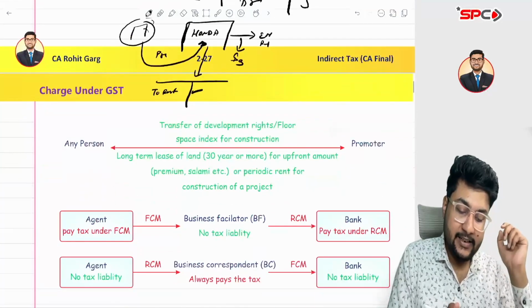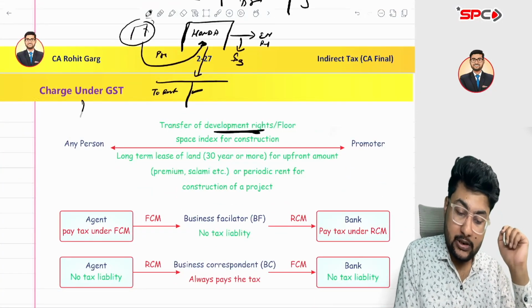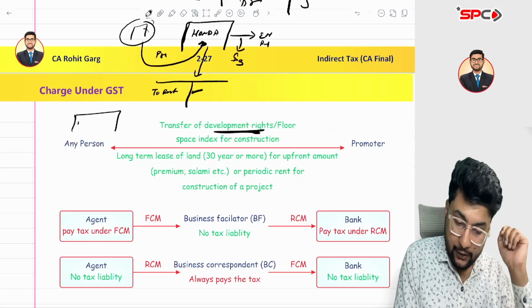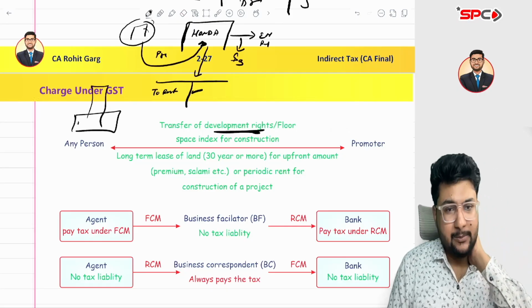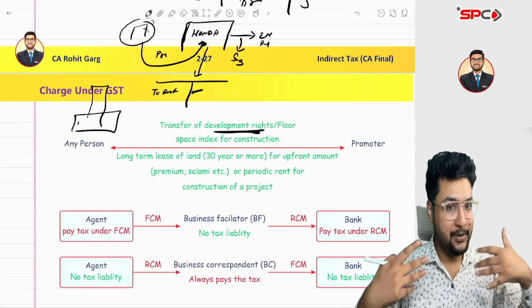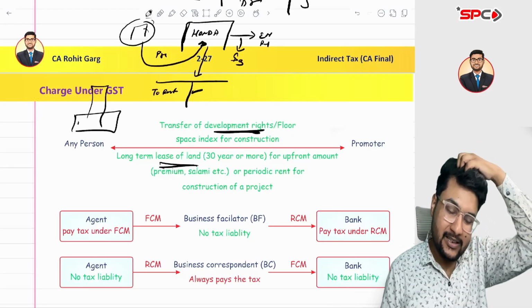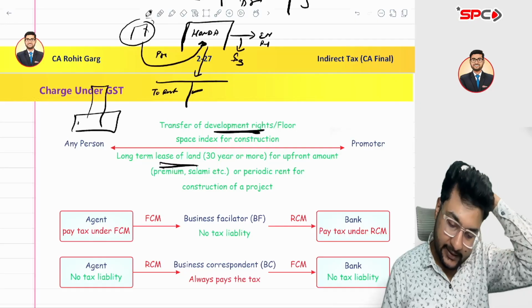Another entry is development rights. Suppose you have a vacant land and you give it to some developer to develop. In that case, since the developer is a very big person, the developer will pay the tax. Same in the case of a lease also. Then for a lease also, the promoter will pay the tax.